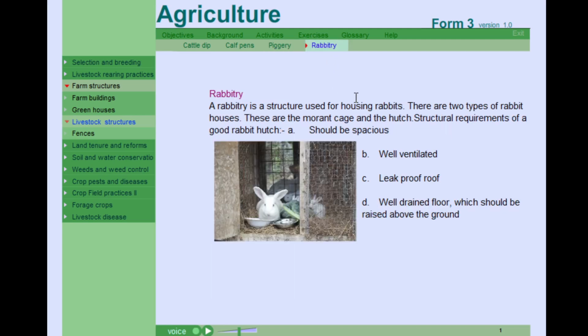Rabbitry. A rabbitry is a structure used for housing rabbits. There are two types of rabbit houses. These are the Morant cage and the hatch. Structural requirements of a good rabbit hatch are: should be spacious, well ventilated, leak-proof roof, well-drained floor which should be raised above the ground.